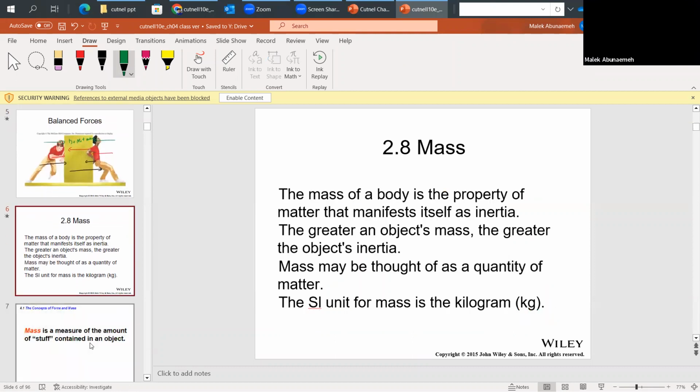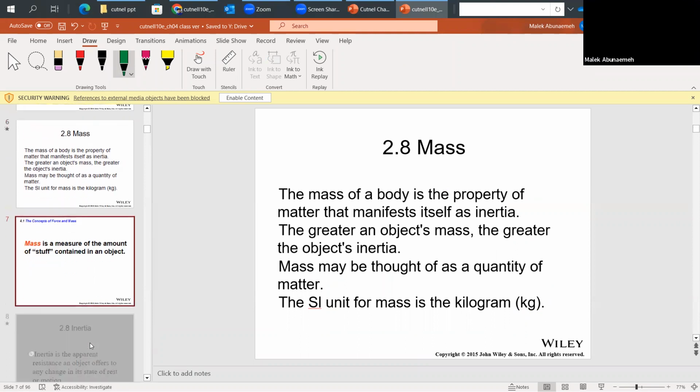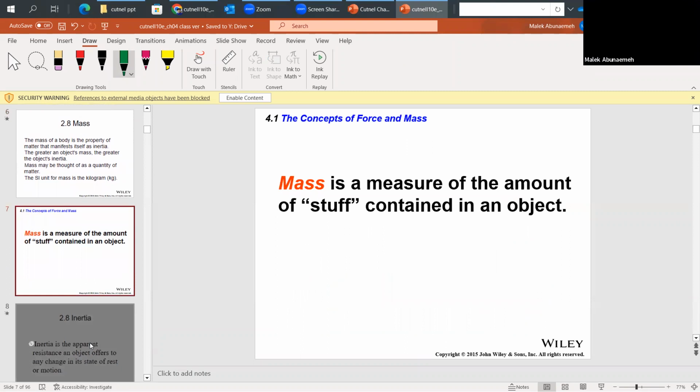And that's what we're talking about with mass. The mass of a body is the property of matter that manifests itself as inertia. Now, the greater the object's mass, the greater its inertia. The unit for mass is the kilogram. So your mass is the amount of stuff contained in the object.